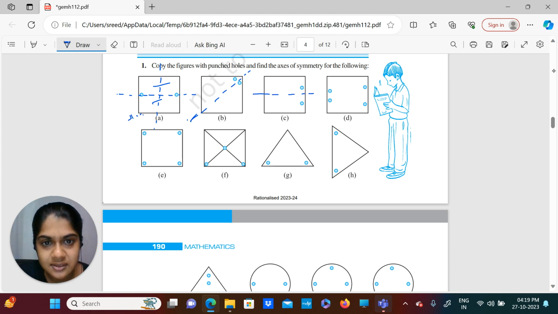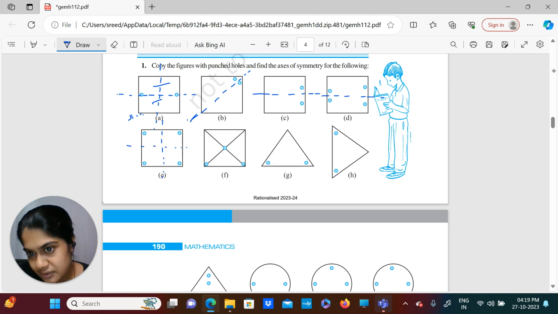Here I can draw like this. Here also I can draw like this, so that the two halves will be identical. Here I could draw like this, correct? I could draw like this, correct? If it's a square, I can draw like this also. Then also the two halves will be identical, like this also.